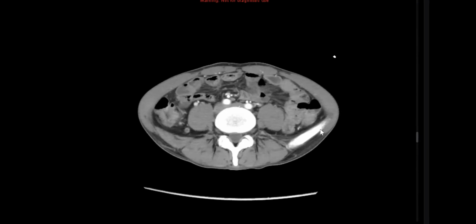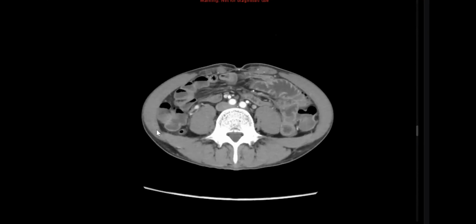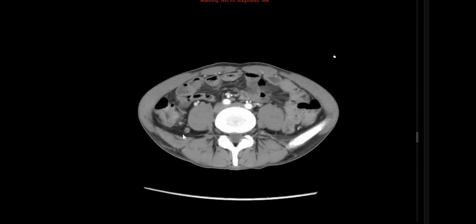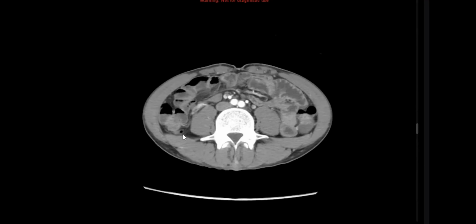I will scroll. No, leave the mouse. This is the appendix, yeah. I will help in scrolling. This is the appendix, in a retrocecal location, okay.